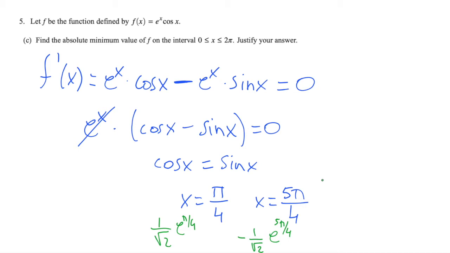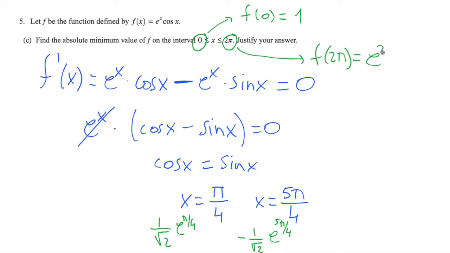These are the two values of the function. However, the relative maximum and minimum are not enough. The minimum could be at the beginning or at the end, because remember, we are just considering the interval 0 to 2 pi. So it could be that the maximum or the minimum is at 0 or at 2 pi. So we also need to find the value of the function at those points. If you substitute 0, e to the power of 0 is 1, and cosine of 0 is also 1, so it's 1. And if you substitute 2 pi, the function at 2 pi is e to the power of 2 pi, because cosine of 2 pi is also 1.